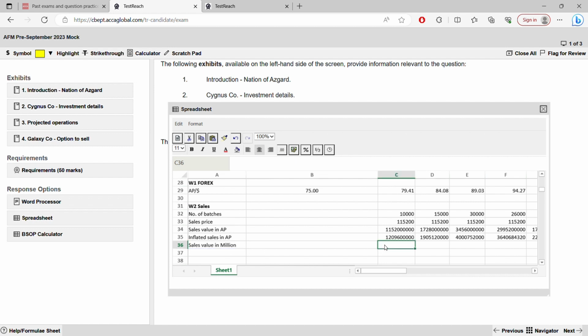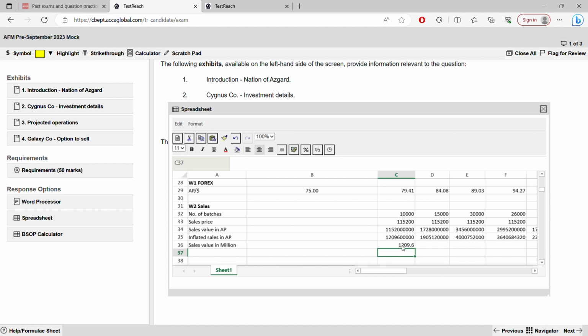Okay, sales value in millions. So how are you going to do it? You always have to know this technique. If you have to drop it in thousands or 10,000s or millions, you simply divide it. If you want to make this into millions, click this number, divide it by 1 million. How many zeros are there? 6 zeros. 1 2 3, 1 2 3. Enter. Automatically it will come to you in millions.